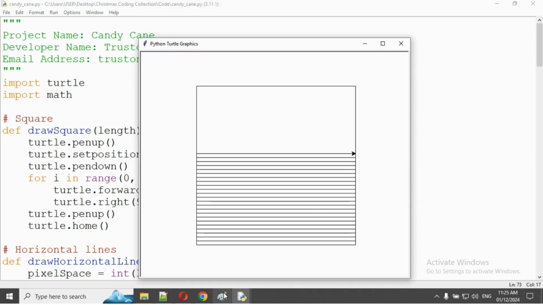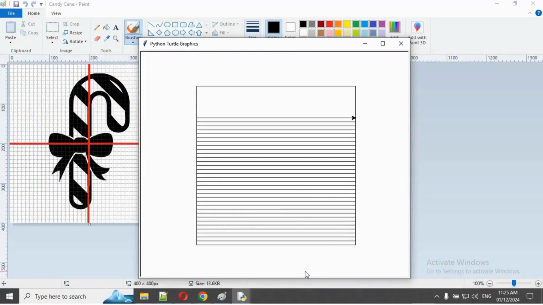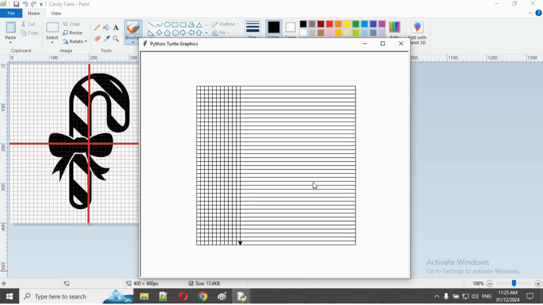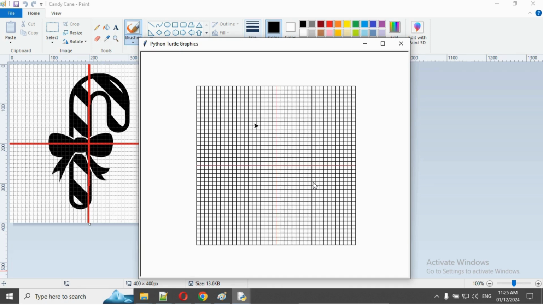So the first thing that comes up is the grid, which is drawn very quickly. Then next we draw the vertical lines. And then the semicircles. Next we draw the stripes. And with that, we are done.